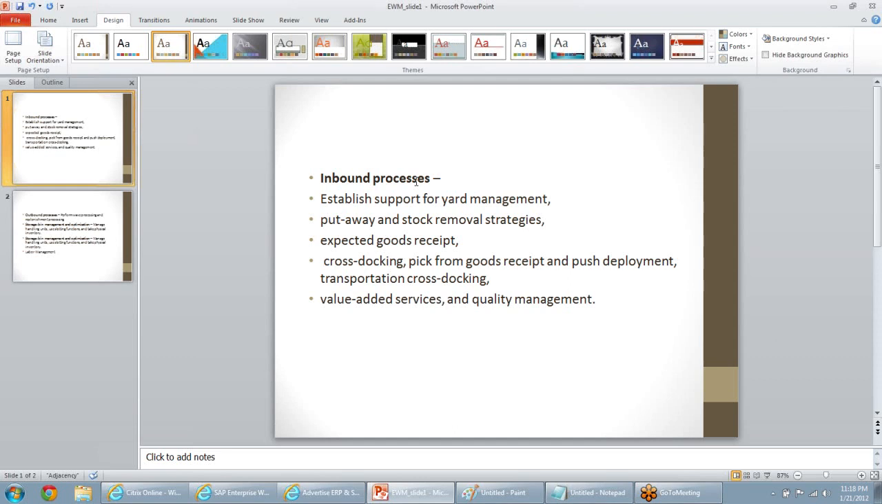So whatever the current day WMS functionality expects, it is available in the EWM module. So it is part of the SCM infrastructure now. SAP EWM is SCM. You should always keep in mind that it is not part of the ERP. It is part of the SAP SCM solution. Is it clear now? Yeah.